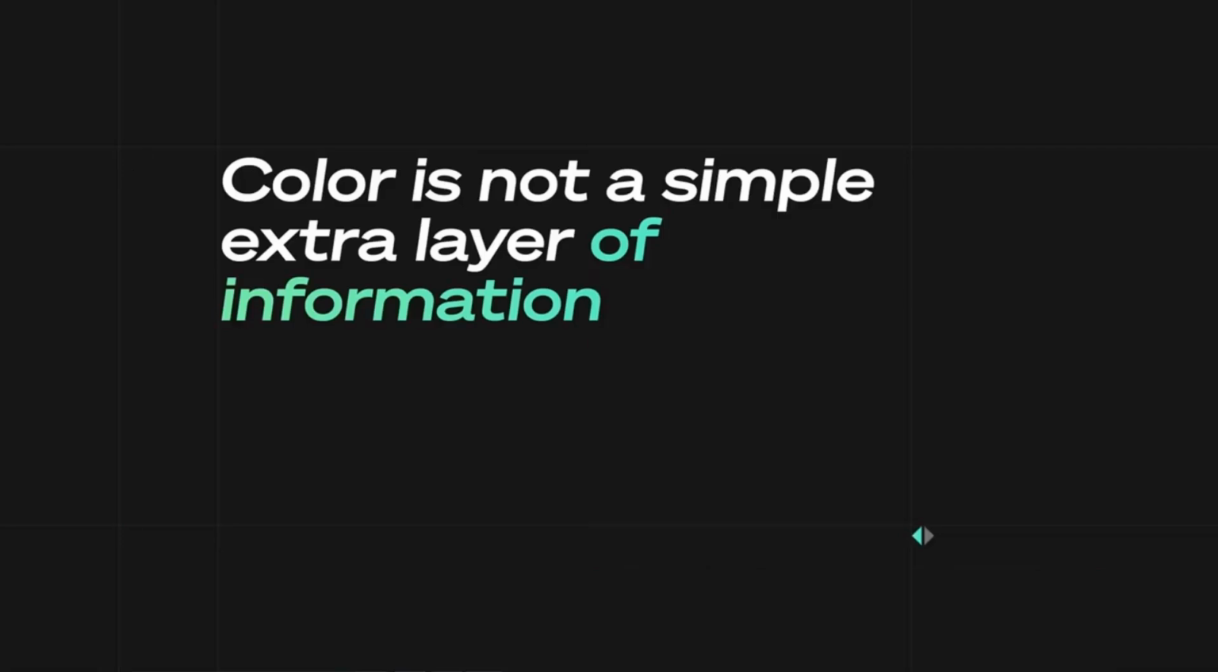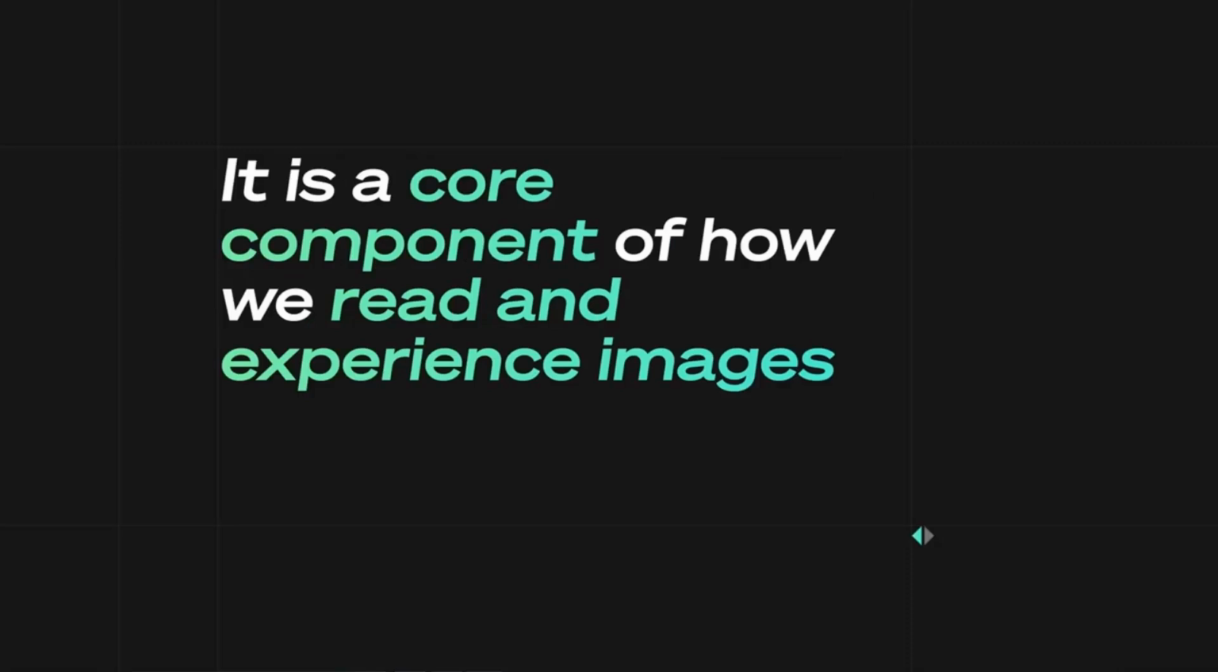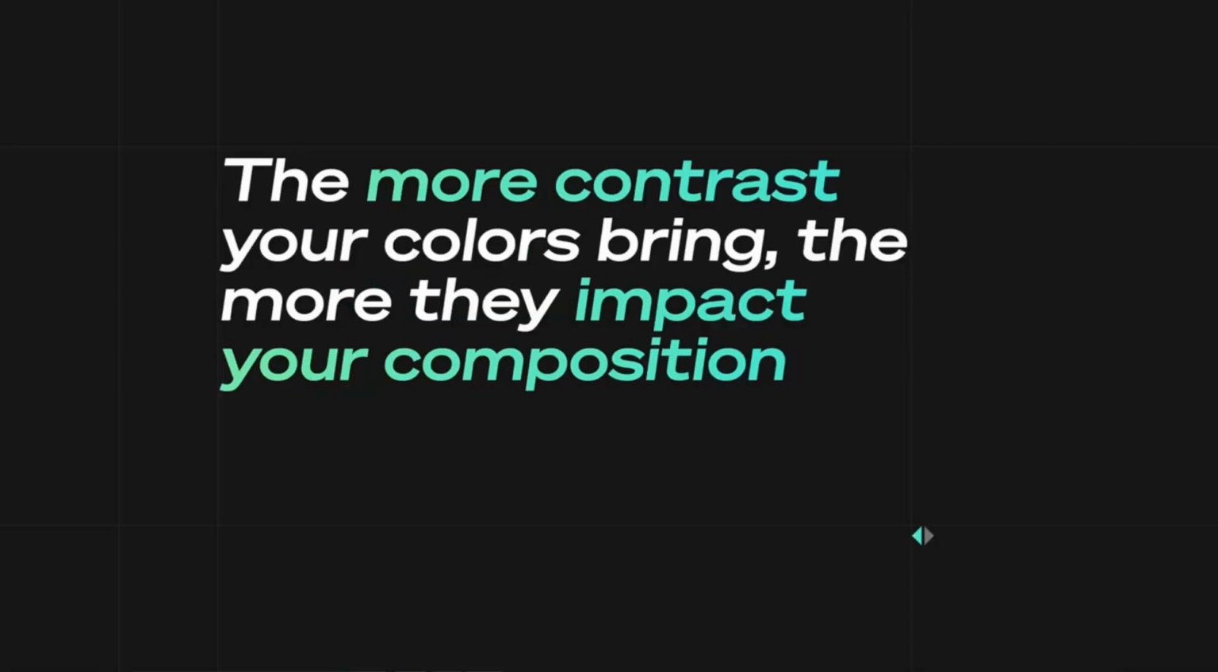So basically, color is not a simple extra layer of information. It is a core component of how we read and experience images. So the more contrast your colors bring, the more they impact your composition. The more information they bring, the more they will actually impact the composition. So even if you have a strong GAC, you can actually sort of not even bypass, but counteract the power of light by having very strong color contrast.